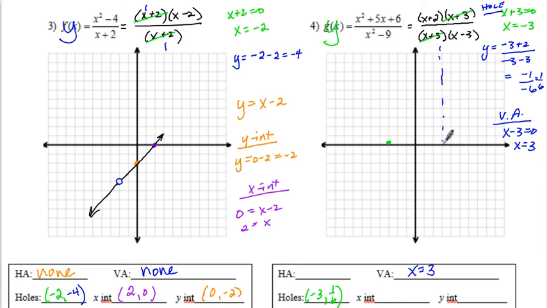Do my best to draw a straight line here. That wasn't terribly great, but there's our vertical asymptote. Alright, now let's take a look at our horizontal asymptote work.